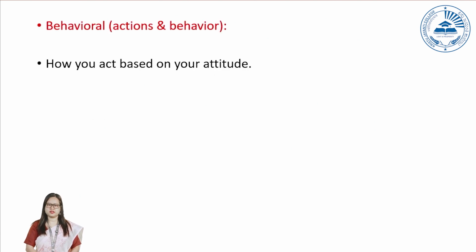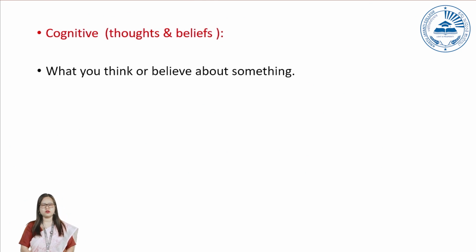Next is the behavioral component, which is actions and behavior. So how you act based on your attitudes. For example, if you love chocolate, you buy and eat it often. When you hate waking up early in the morning, you hit the snooze button. Our attitude is often influenced by our actions, but sometimes people may act differently due to external factors or social pressure.